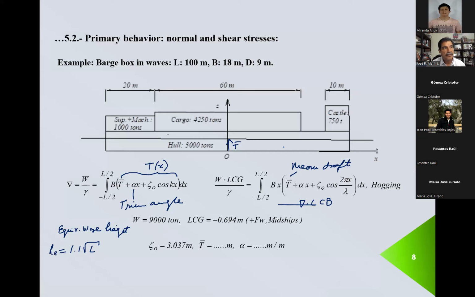So what you have to do is you take 100 meters, convert that into feet, plug it into here, and the result is going to be in feet. Transform to meters, that's going to be height. And then divide it by 2 to get this value, which is the amplitude. So this is the equivalent wave amplitude. It's equivalent height. So the height is twice the amplitude.